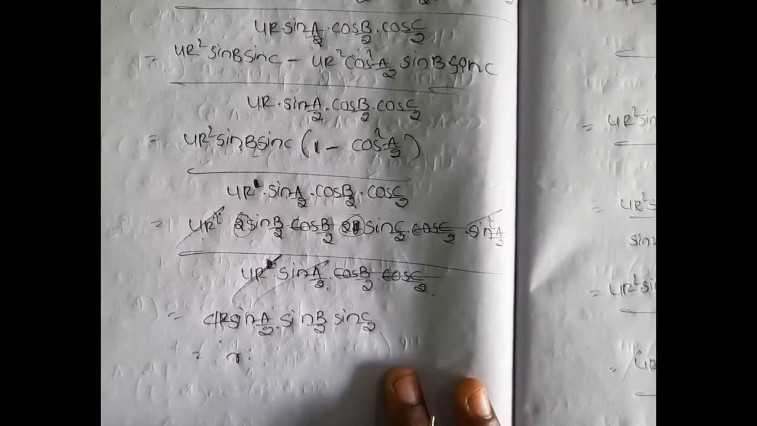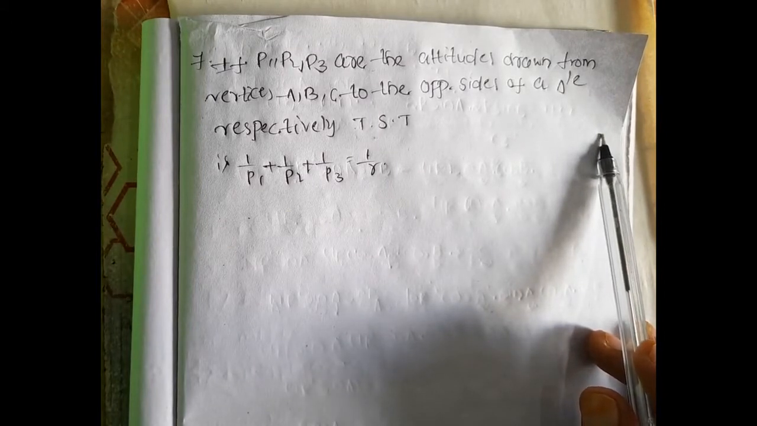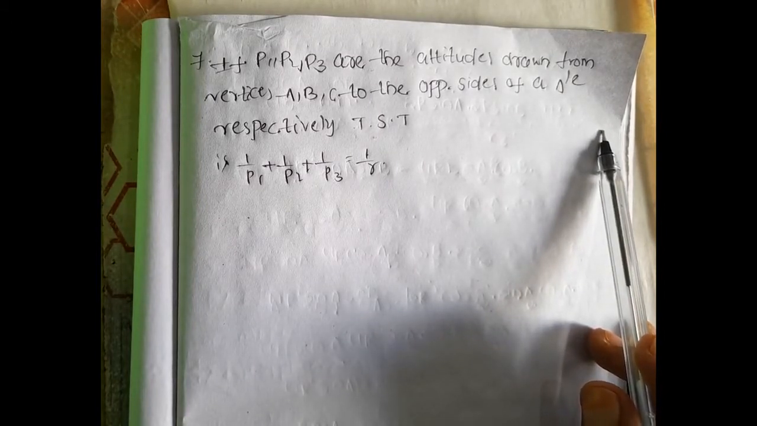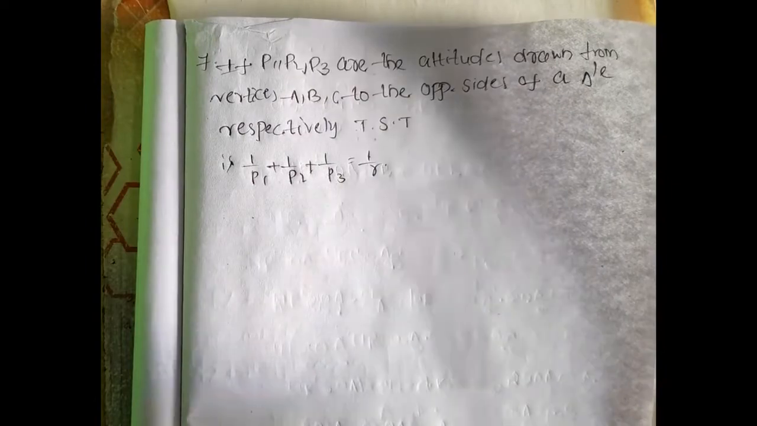So hence proved. So the next question is, if P1, P2, P3 are the altitudes drawn from vertices A, B, C to the opposite sides of a triangle respectively, then show that 1 by P1 plus 1 by P2 plus 1 by P3 equals 1 by R.